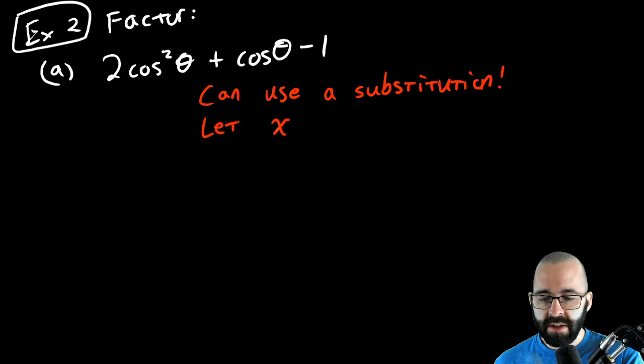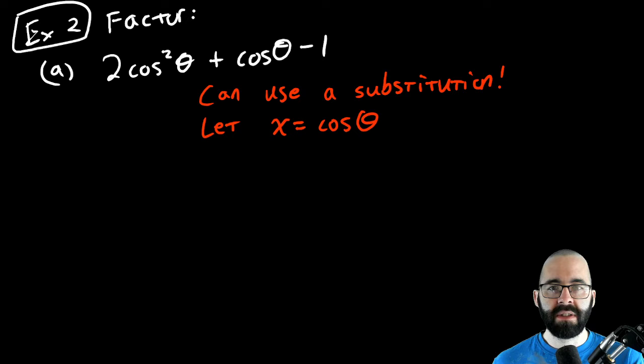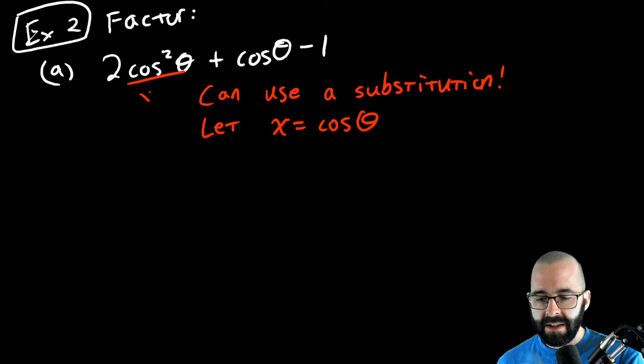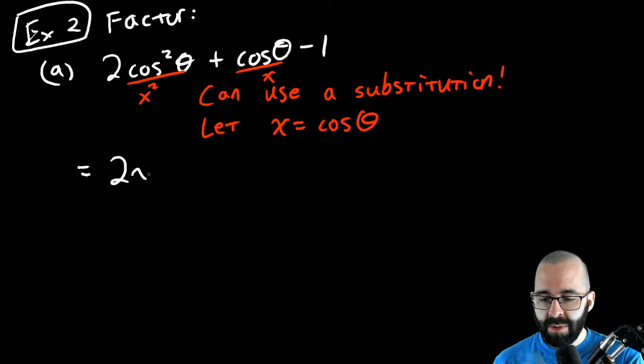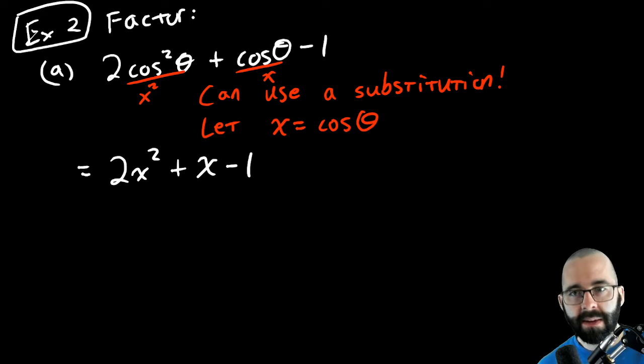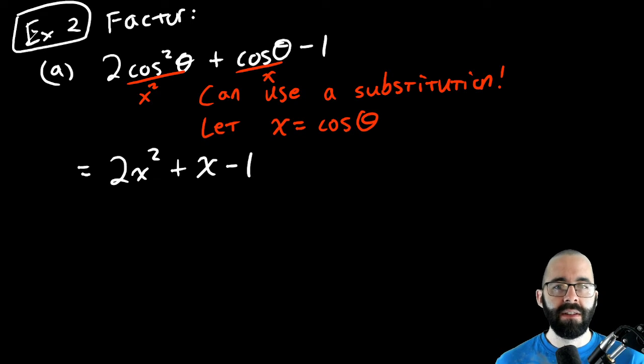And what we're going to do is let's just say x is going to be the cosine of theta. Because this is a quadratic, but it's like a trigonometric quadratic. It doesn't look like a quadratic maybe, but it is. So this right here is x squared. And this right here is x. So to factor it, let's write this as 2x squared plus 1x minus 1. And now it becomes much easier to factor.